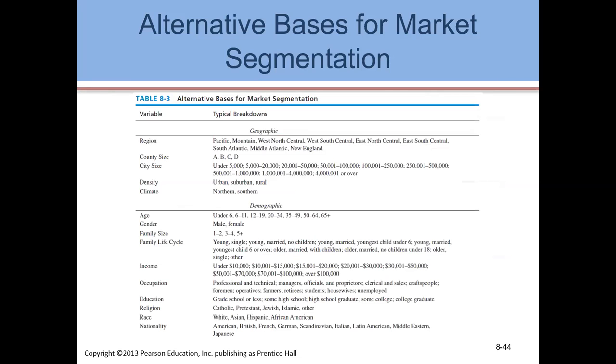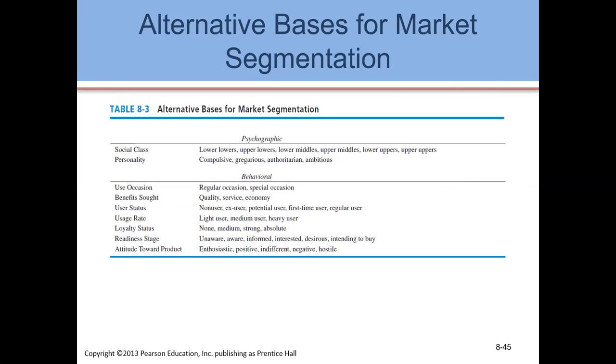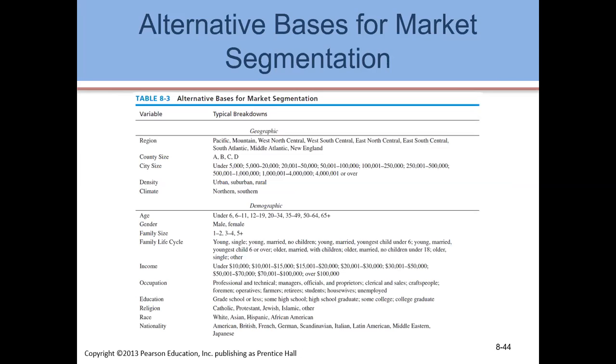So the second segment group can be from the West, North, Central. Now the West, North, Central would be taken up related to the country size C. It can be the city size, say 50,000. It can be the density related to the suburban. So again, I'm going to pick certain aspects from the geographic, from the demographic, from the psychographic, from the behavioral, and I would make the segment 2. Then segment 3, 4, 5, 6, 7, 8, and all the segments of the total market can be developed.